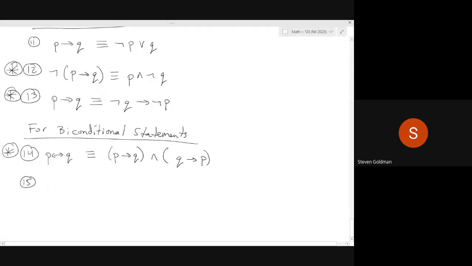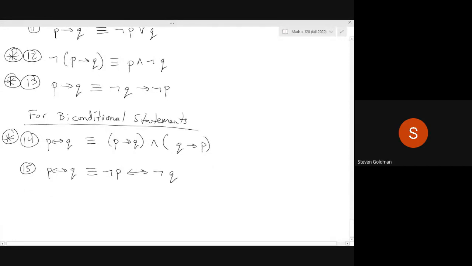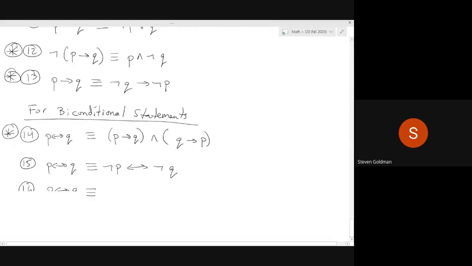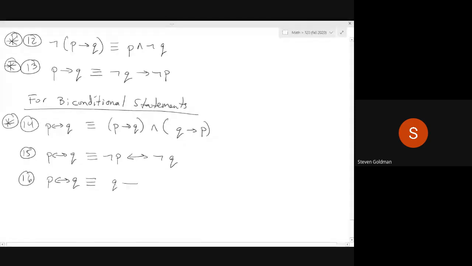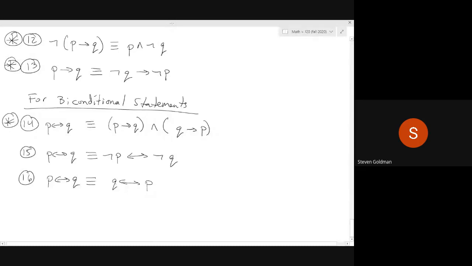And one more. P if and only if Q is logically equivalent to not P if and only if not Q. And then one last one, something we've discussed before: P if and only if Q is equivalent to Q if and only if P. The order doesn't really matter for biconditional statements. That's it for this table. Again, only the ones I put a star next to, De Morgan's laws, plus these three here, are the important ones you should know going forward.